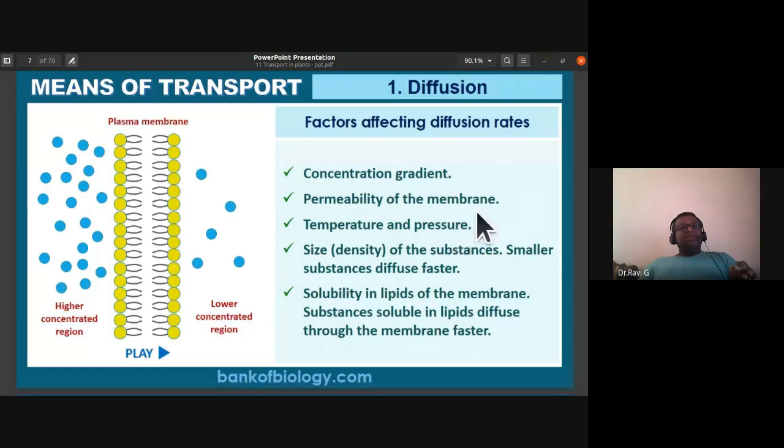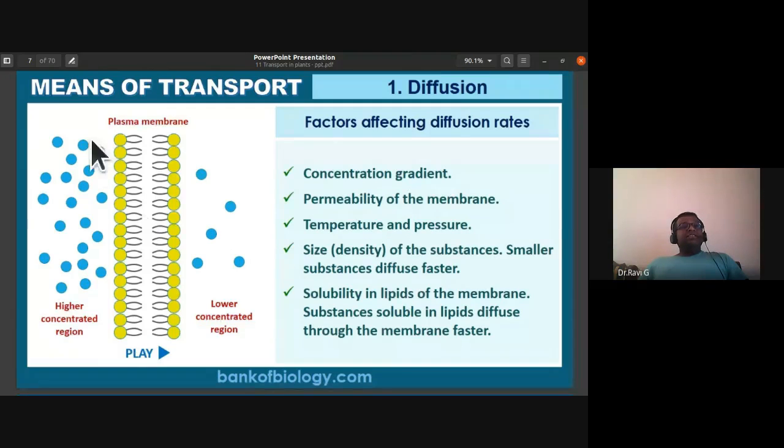The permeability of the membrane, the plasma membrane: if it is more permeable, the diffusion is much faster. If it is less permeable, the diffusion rate is lower. Permeability of the membrane for the substances entering in or exiting out plays an important role. Temperature and pressure also influence the rate of diffusion. At the optimum temperature and pressure, maximum diffusion takes place.